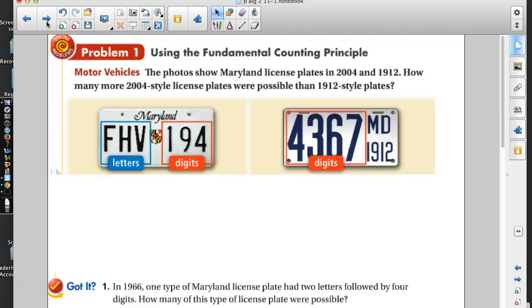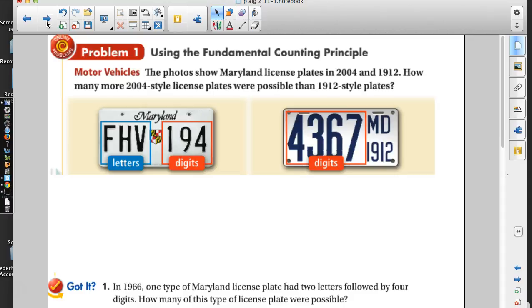So that brings us to the problems they love to put on the MCAs, and they love license plate problems. They absolutely love those, which is kind of good for us because they're not the toughest things in the world. The photos show Maryland license plates in 2004 and 1912. How many more 2004 style license plates were possible than 1912 style plates?